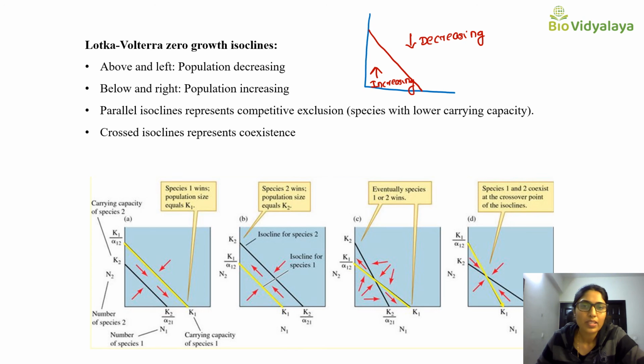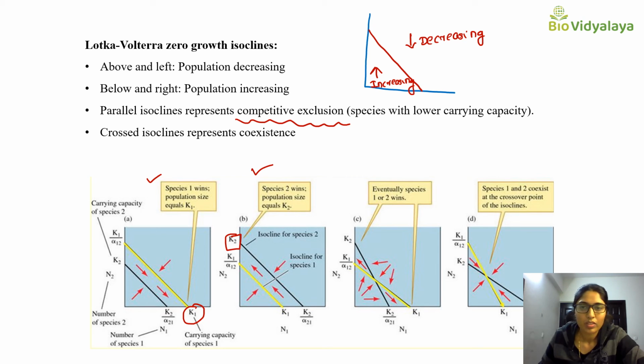Parallel isoclines represent competitive exclusion. Here we can see that these are parallel isoclines, and here species 1 wins and population size equals carrying capacity. Ultimately species 1 will win and eliminate species 2. And here you can see that species 2 wins and population size equals carrying capacity K2. Ultimately species 2 wins and will eliminate species 1.